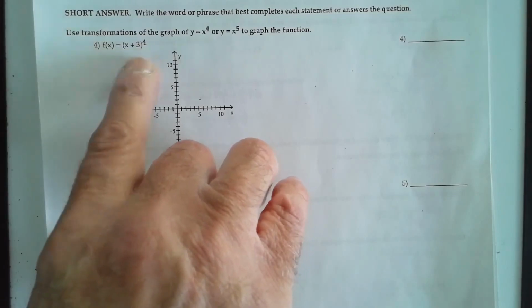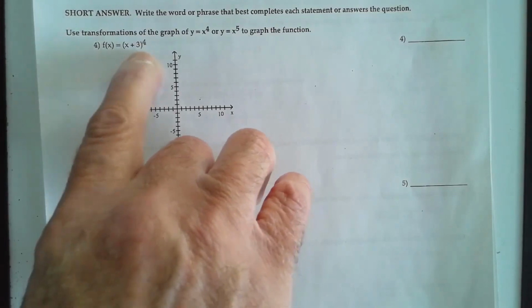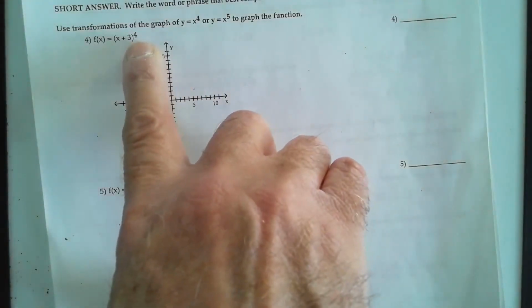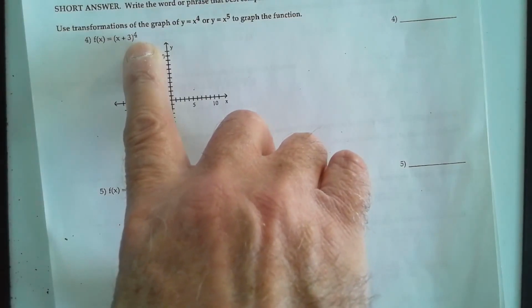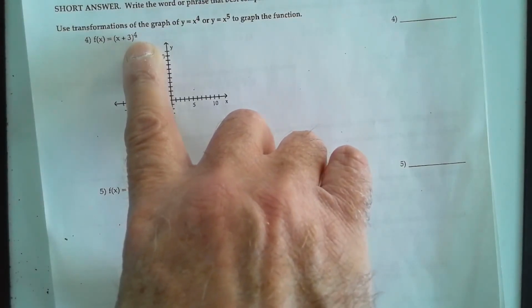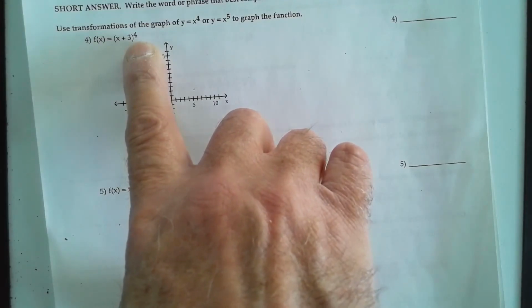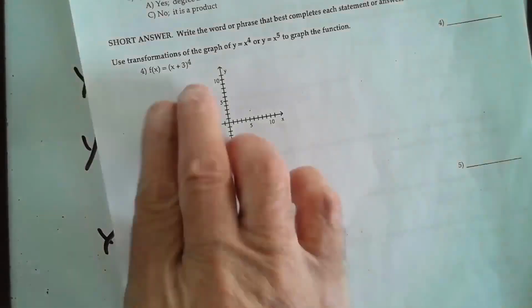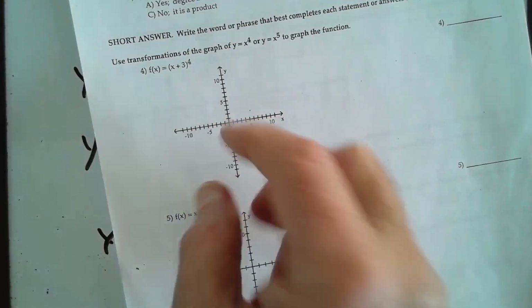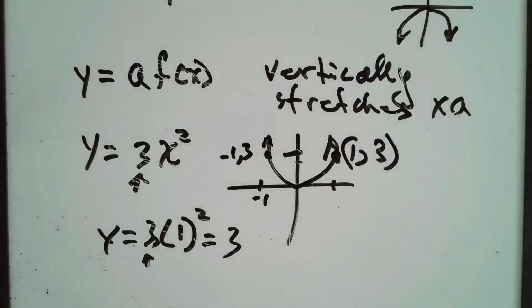Yeah, it'll shift to the left. And because it's x to the 4th, it's going to behave like, if it's even, it behaves like x squared. If it's odd, it behaves like x cubed. So what this graph will do is it kind of flattens it out.